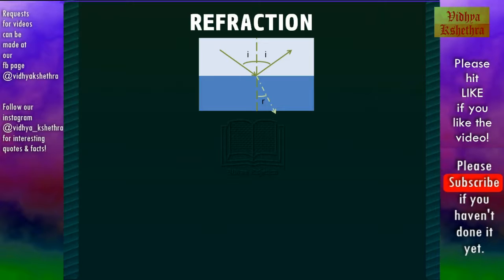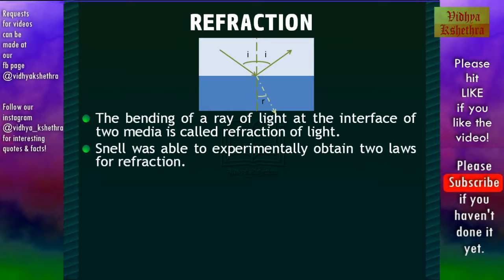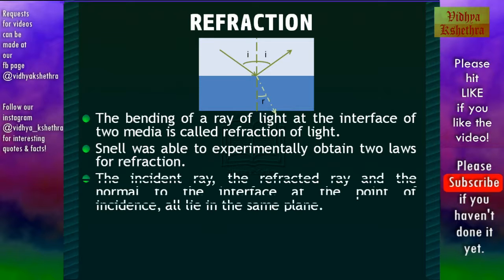Here i is the angle of incidence at the interface and r is the angle of refraction. Now the bending of a ray of light at the interface of two media is called refraction of light. Now Snell was able to experimentally obtain two laws for refraction. The first one states that the incident ray, the refracted ray, and the normal to the interface at the point of incidence all lie in the same plane.